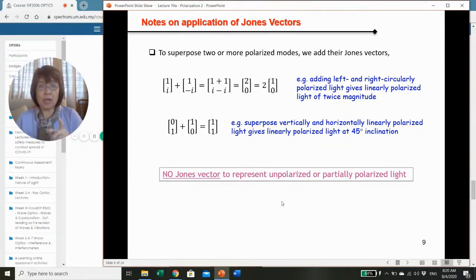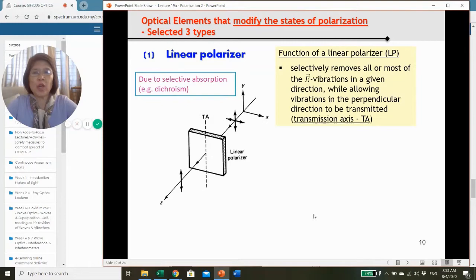And here, an important fact is that for unpolarized light, even partially polarized light, you cannot represent them using a Jones vector at all. Here we are going to look into optical elements that can change the state of polarization. In fact, we are going to look into 3 selected types, 2 of which can produce polarized light, while the third one basically just modifies the state of polarization.